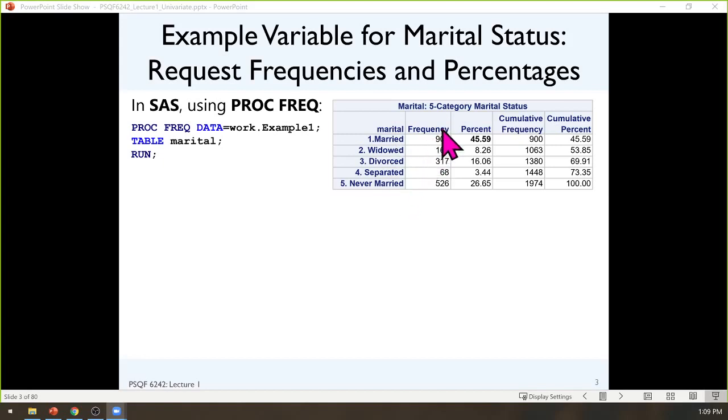The first column after that is frequency, which is a count, the number of people in the sample who answered, yes, I have a 1, or no, I'm a 2. And then it knows how many total cases you have. So this cumulative frequency right here, the 1974, that's your total number of cases in the data set.